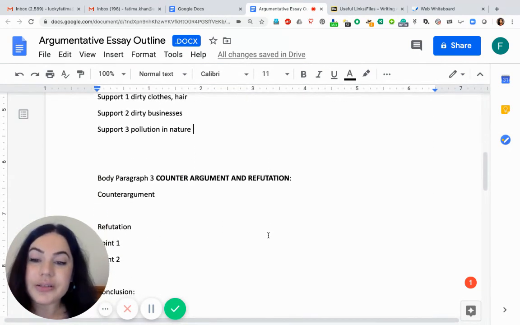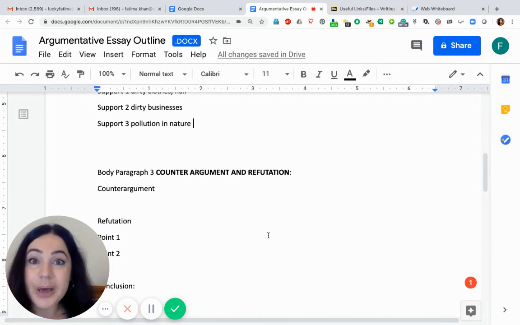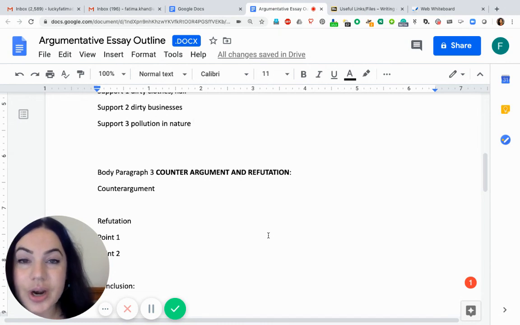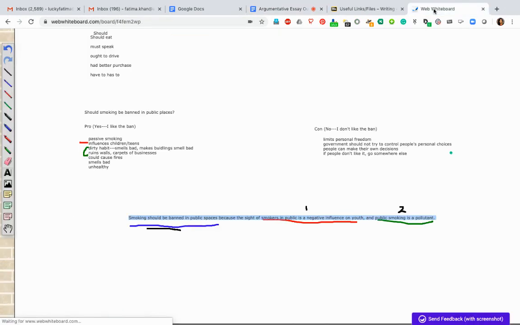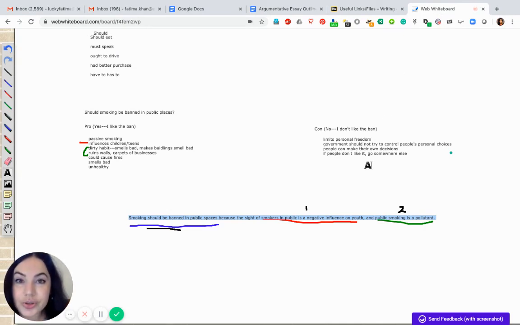And then we go down to this body paragraph 3. But we don't need a reason here. We need a counter argument. So I'm going to stop the video now, and I want you to take a look at those counter arguments and think about which one you would use to construct a counter argument against the smoking ban. And we'll talk about that in the next video.